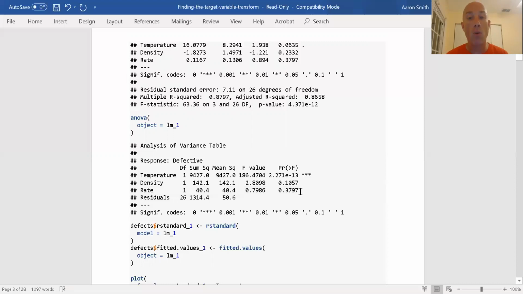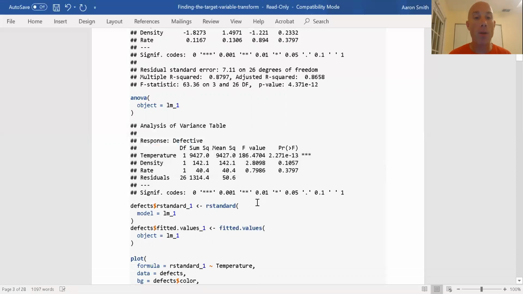So here, honestly, I am having concerns about collinearity between the three of these. If I was doing this in real life, I would start exploring the model with just temperature and density. But well, that's for another day. All right, so now I'm going to take the standardized residuals and slap them onto the data frame. I'm going to take the fitted values and slap them onto the data frame. That way I can plot them in a moment.